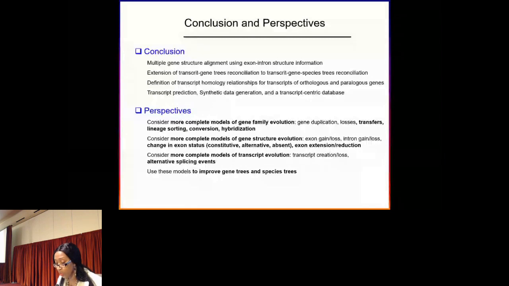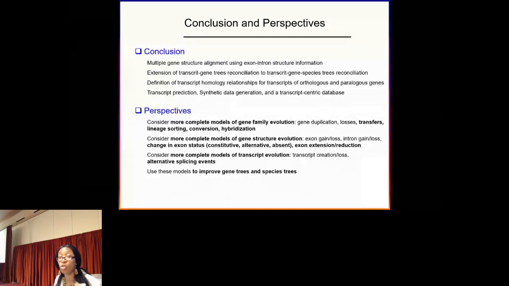So the perspectives of this work are many, but I will focus on the perspectives related to the models of evolution. The models of evolution that we have considered up to now are very simplistic. At the level of genes, we consider gene duplication and gene losses, but there are many other events that can be integrated in the models, like transfer, lineage sorting, conversion, hybridization.